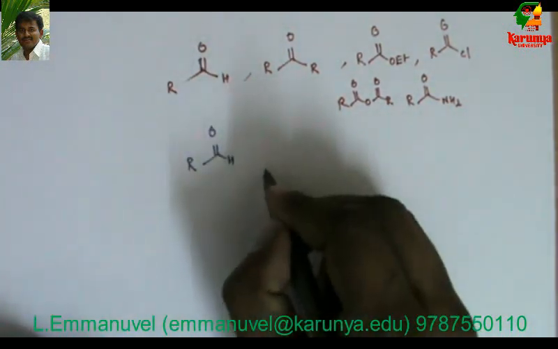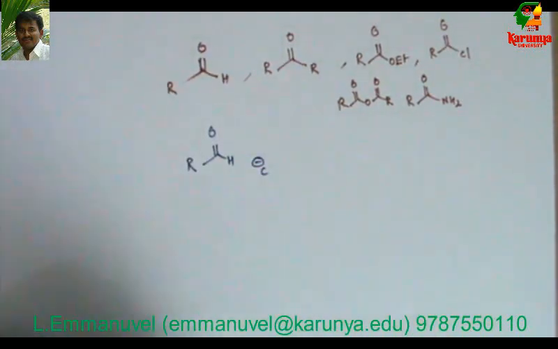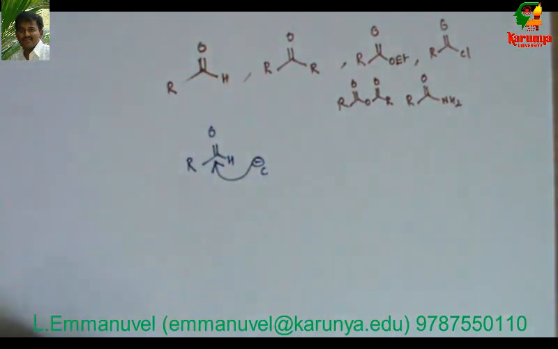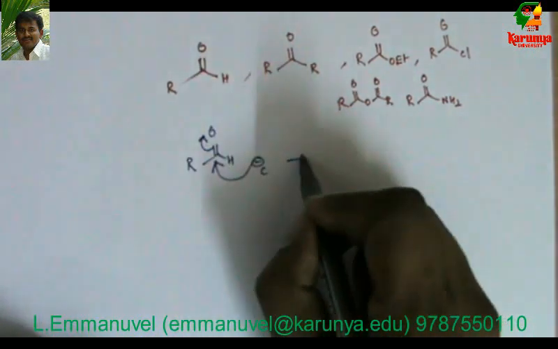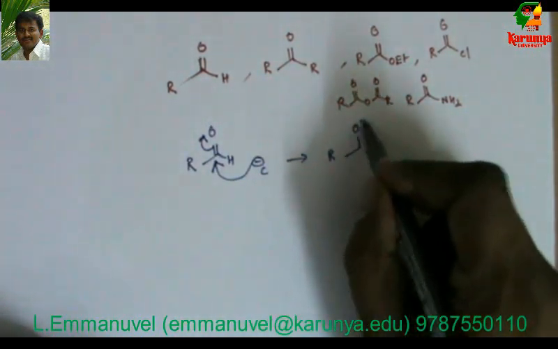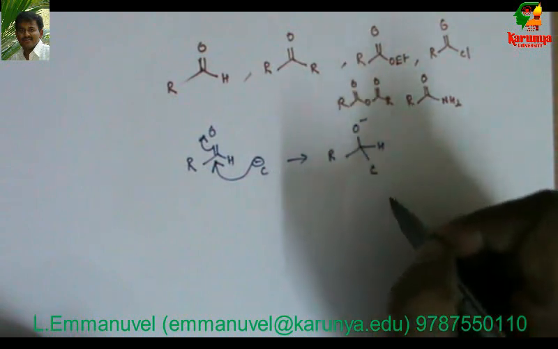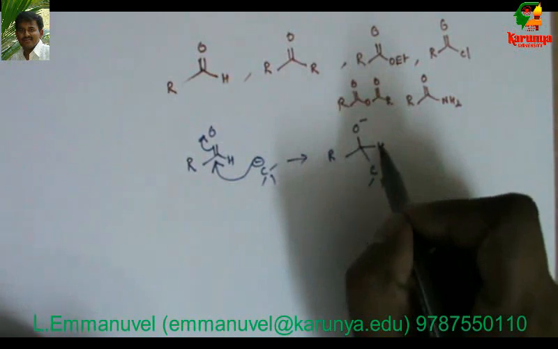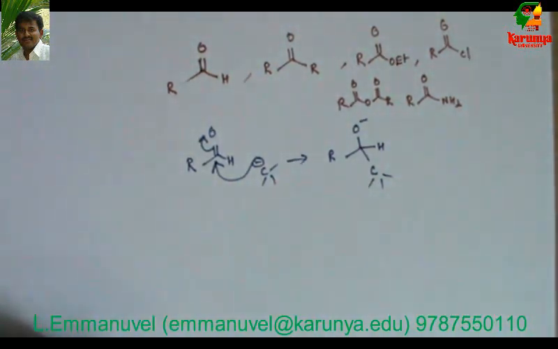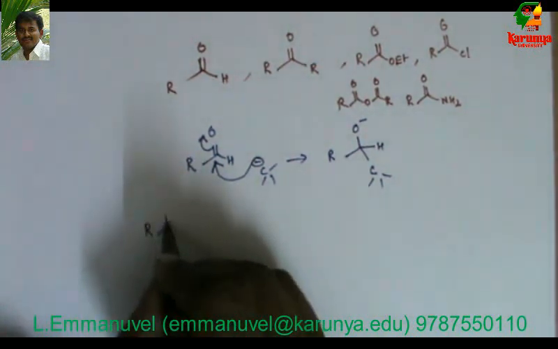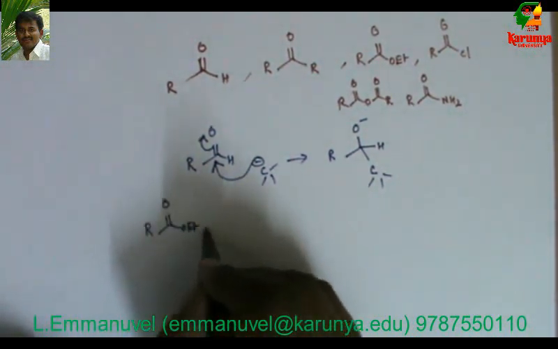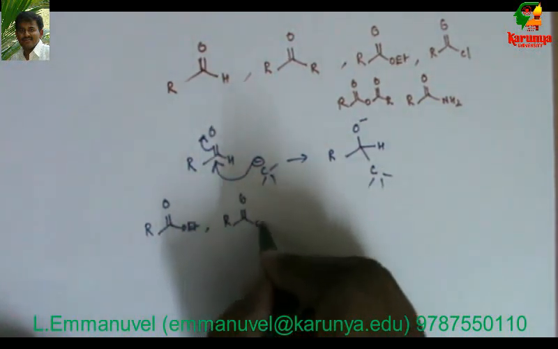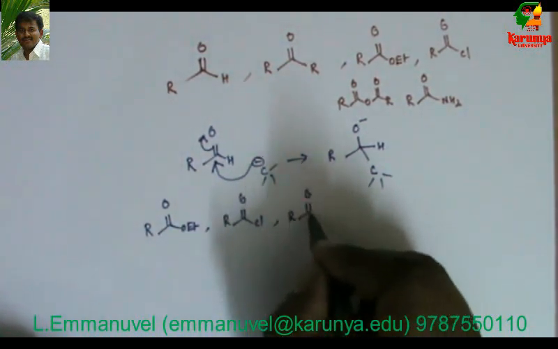The nucleophile, for example C minus, attacks here, then we get O minus. If you put R, that is a ketone. So the reaction pattern will be the same for aldehyde as well as ketone. But in the case of ester, acid chloride, anhydride.